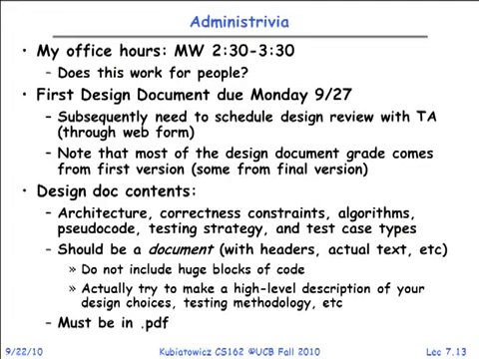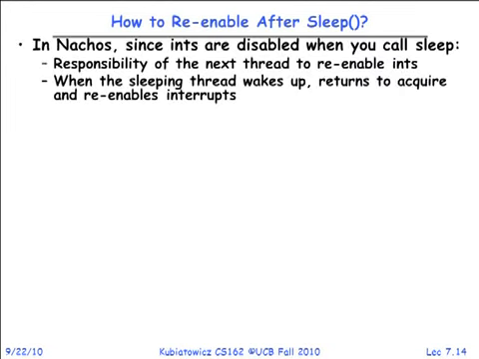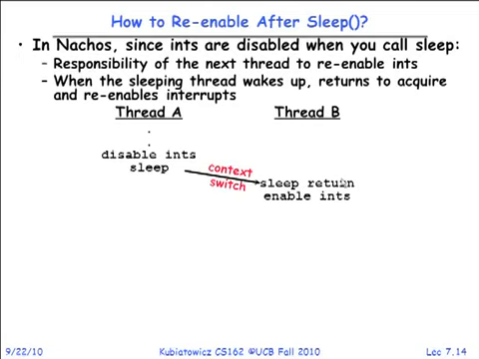Okay. So let's talk about sleep a little bit more here. If you look deep in Nachos, you'll find that basically interrupts are disabled when you call sleep. And interestingly enough, it's the responsibility of the thread that just wakes up next to re-enable them. For instance, thread A is running along. It disables interrupts and then goes to sleep. And the sleep code causes the context switch, which actually goes to thread B and then returns from sleep to re-enable interrupts.